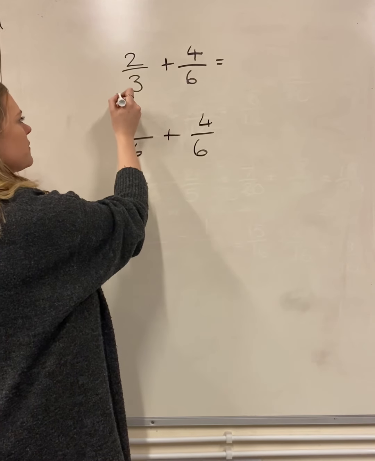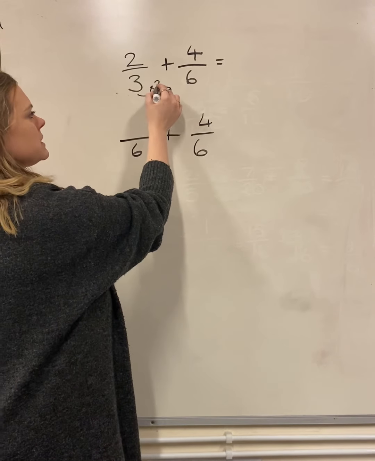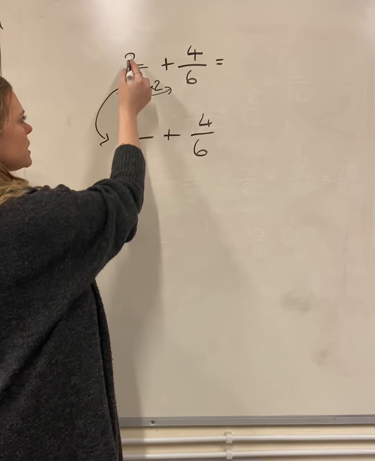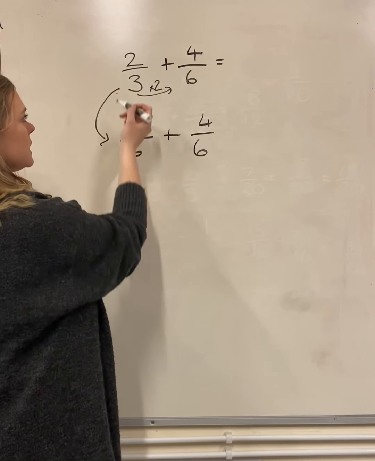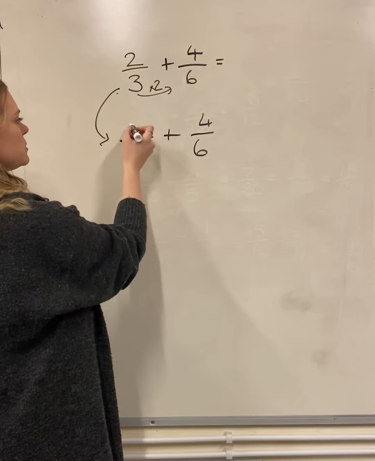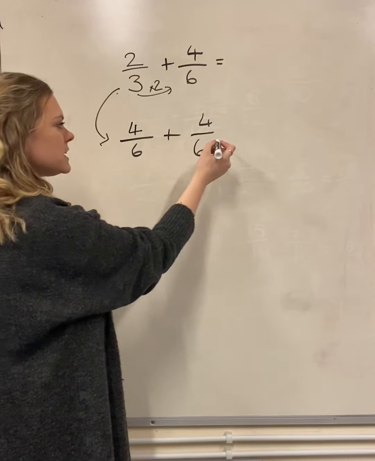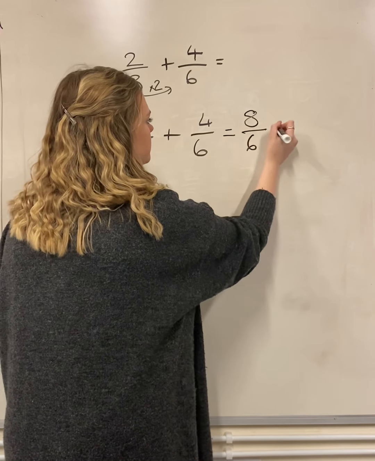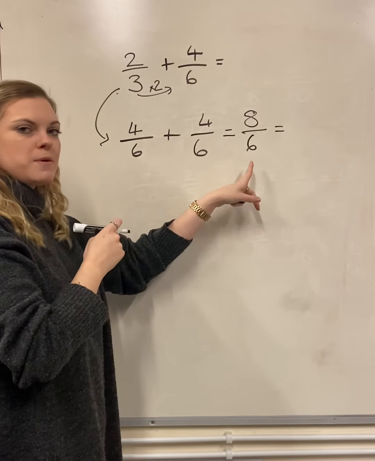So how have I got from 3 to 6? I have times it by 2. Okay, so I'm going to times both the bottom and the top by 2. So 3 becomes 6, and then 2 times 2 is 4. So 4/6 add 4/6 is 8/6. And as you'll know from looking at your last pack, that is an improper fraction.